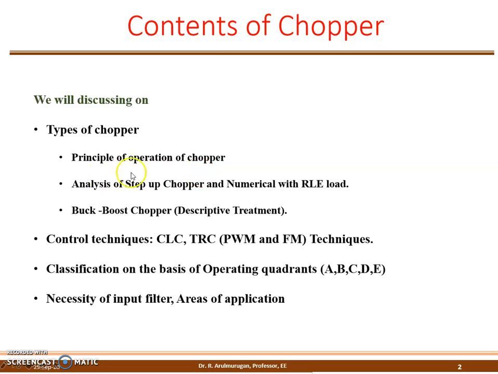Here I am not writing the names, so please note them down: buck converter, boost converter, and buck boost converter. These three types of circuit consist of three main devices. What are the three main devices? One is a switch.